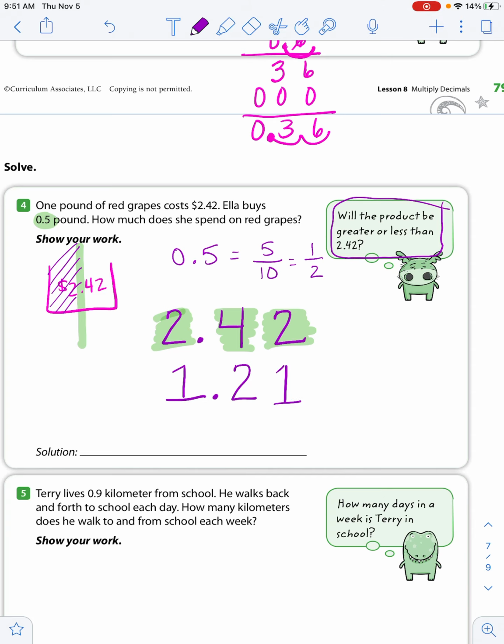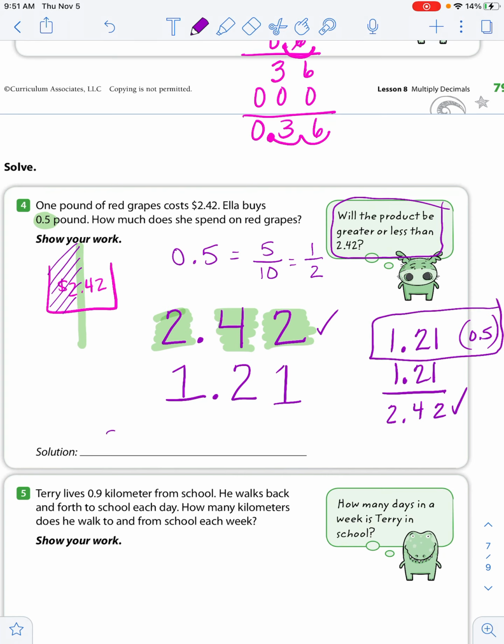Oh, so wait a minute. If I do $1.21 for a half a pound, if I do that twice, will that come up to the same amount I need for a whole pound? Sure does. So a half a pound is $1.21. Okay?